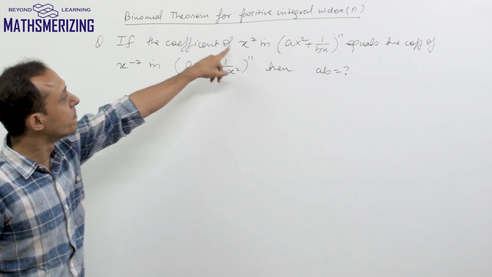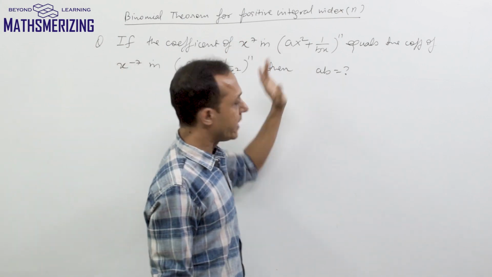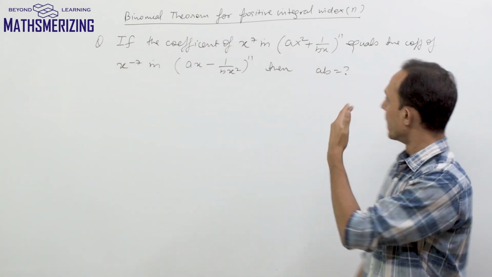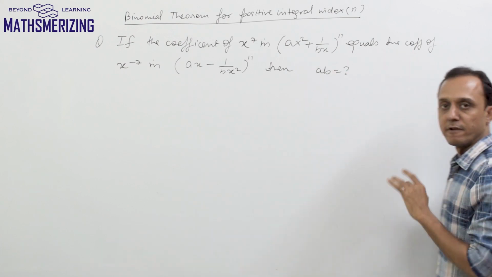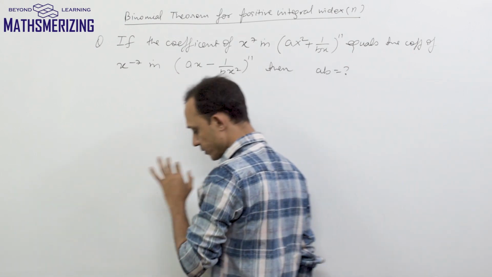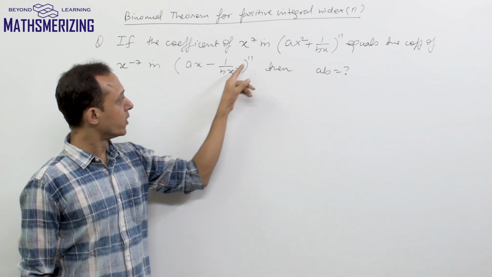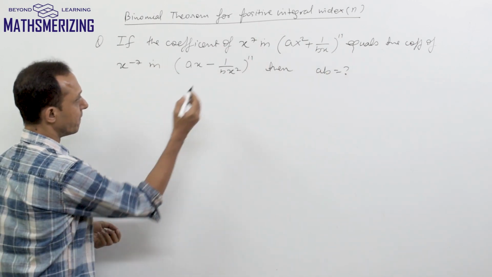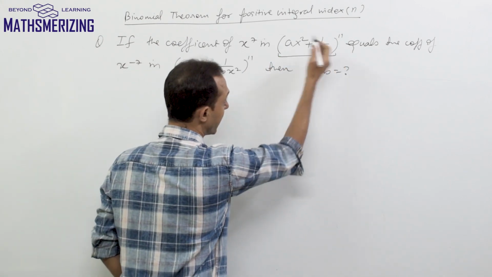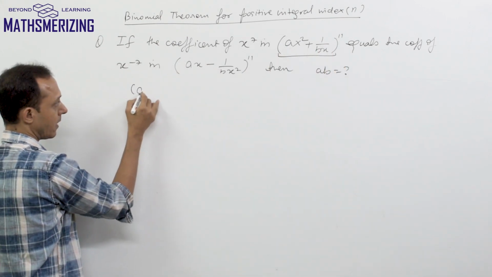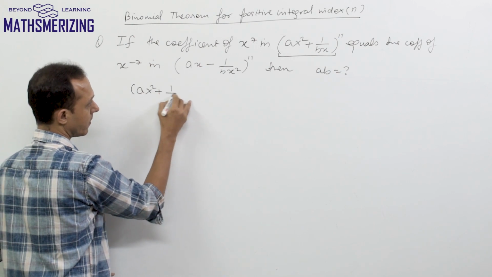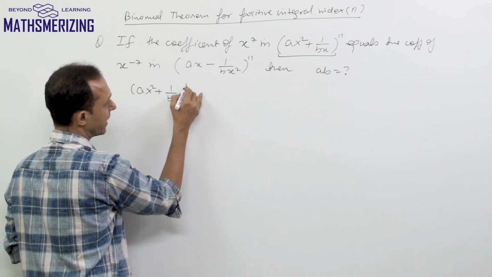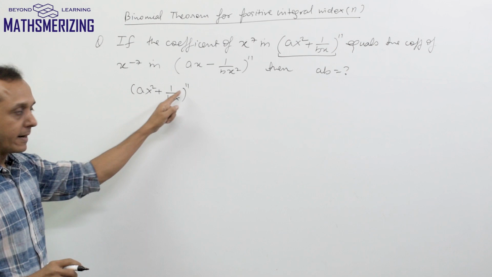If the coefficient of x to the power 7 in the expansion of (ax square plus 1 upon bx) to the power 11 is the same as the coefficient of x to the power minus 7 in (ax minus 1 upon bx square) to the power 11, then we need to find the value of a into b. Now for this binomial expansion, (ax square plus 1 upon bx) to the power 11, I'll write its general term.